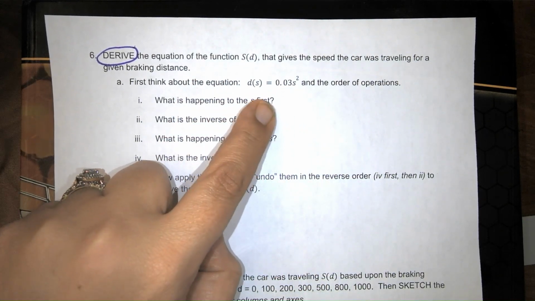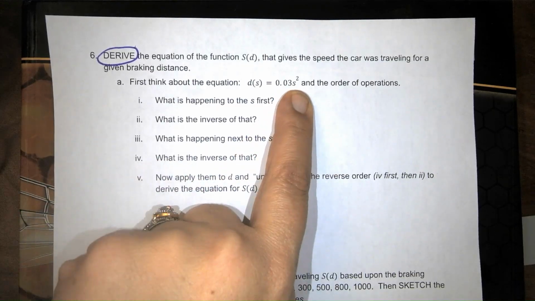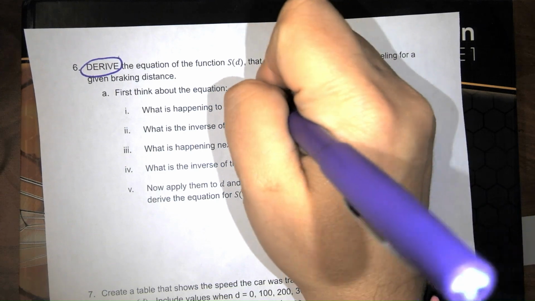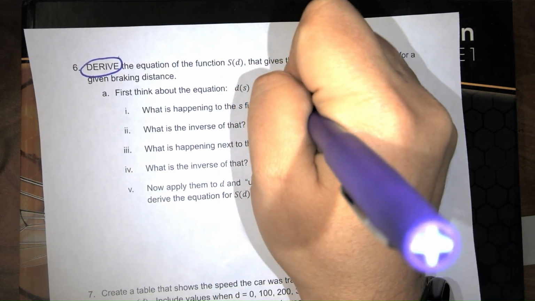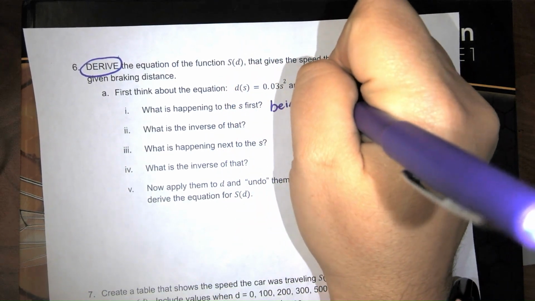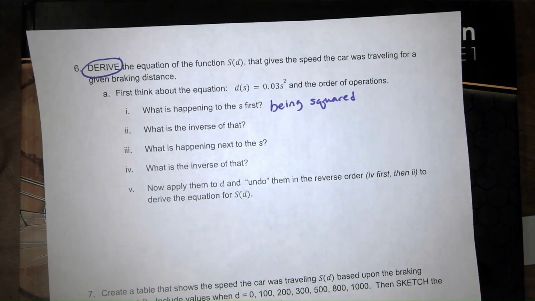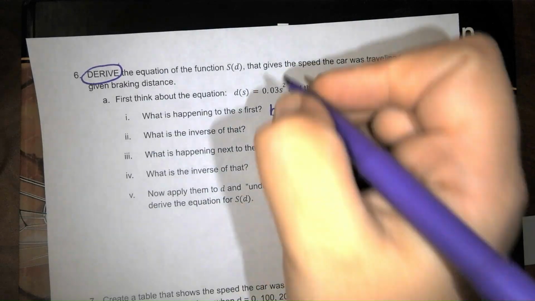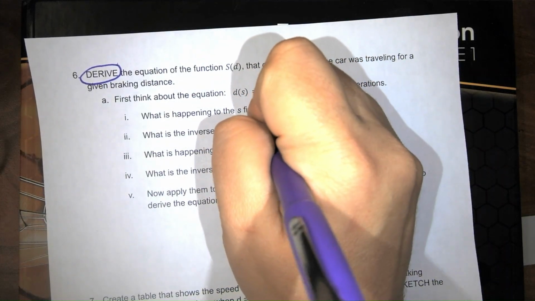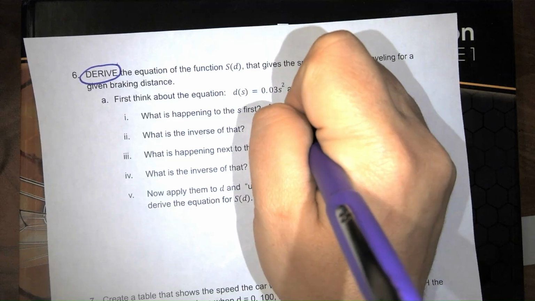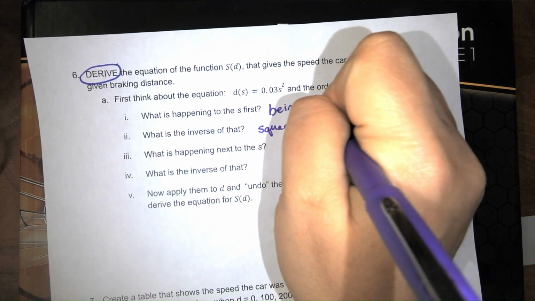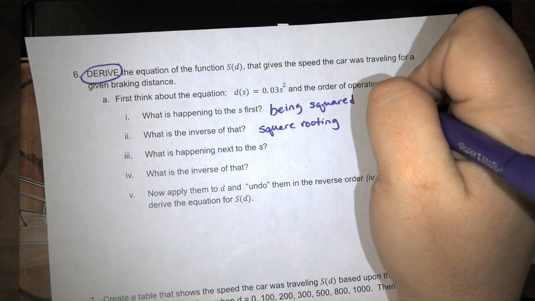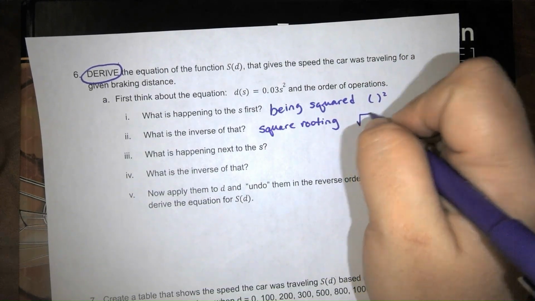What is happening to the s in this equation? Well, I see this little 2 up here, and that means it is being squared. So I'm going to write being squared. What is the inverse of being squared? Square rooting. Square rooting is the inverse of squaring. Being squared is something that looks like this. Square rooting is this symbol.